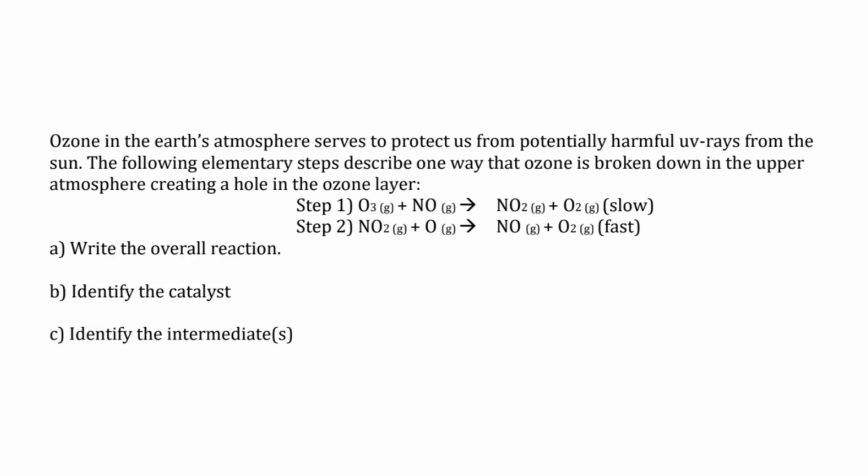Last slide. Ozone in the Earth's atmosphere serves to protect us from the potentially harmful UV rays from the sun. The following elementary steps describe one way that ozone is broken down in the upper atmosphere, creating a hole in the ozone layer. Interesting. So we have our first step, which is O3 plus NO produces NO2 plus O2, tells you it's a slow step. Second step, NO2 plus O produces NO plus O2. Write the overall reaction, identify the catalyst and intermediates.